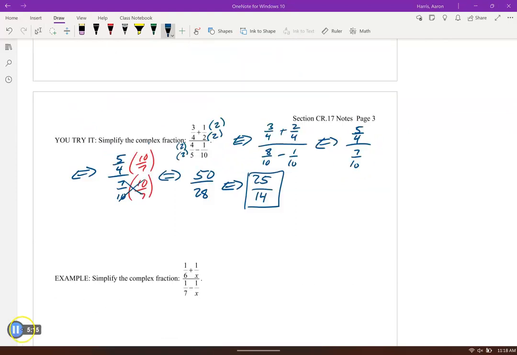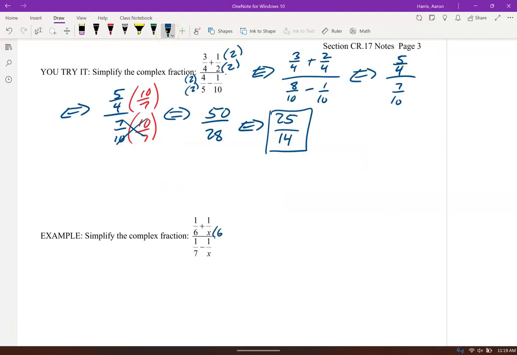Pause it. Get 25 over 14. So get a common denominator here. Give that an x and an x. Over here it's got to be a 7x.